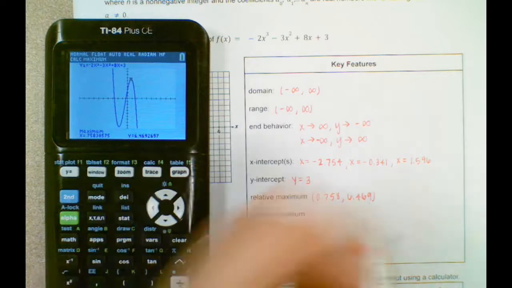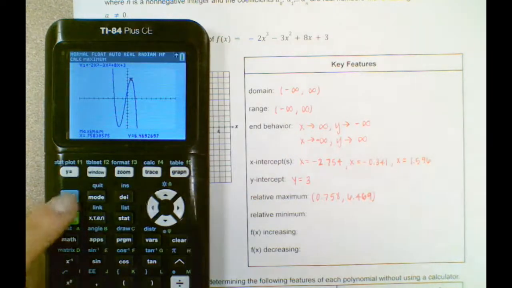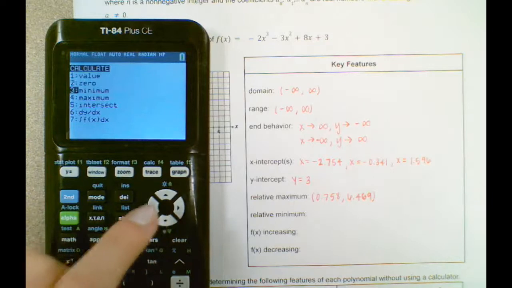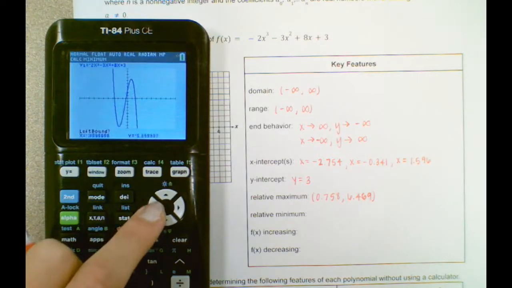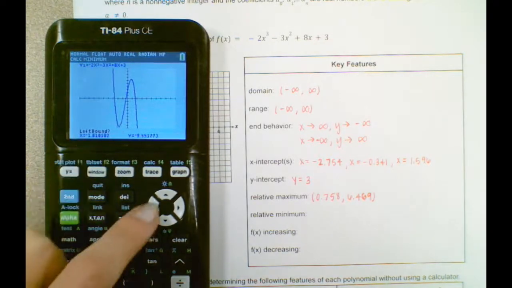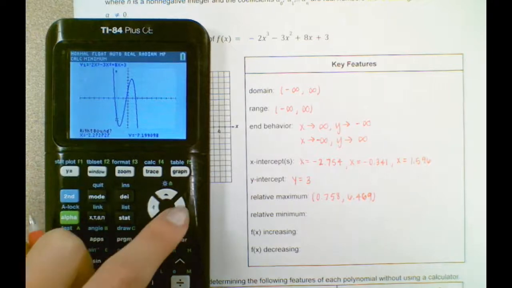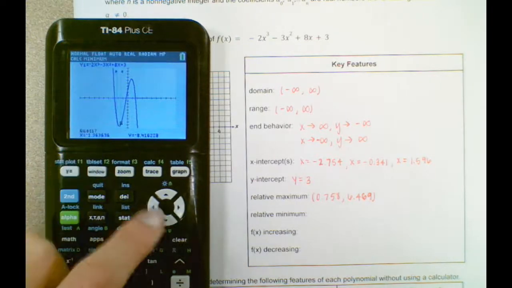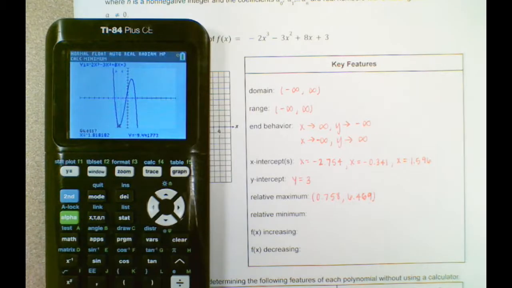Six, 9. Yep, okay. All right, the relative minimum. So second trace, let's find the minimum here. It's all the way down here. All right, left bound, so go to the left of it, hit enter. Right bound, go to the right, hit enter. Guess, move my cursor there, hit enter.